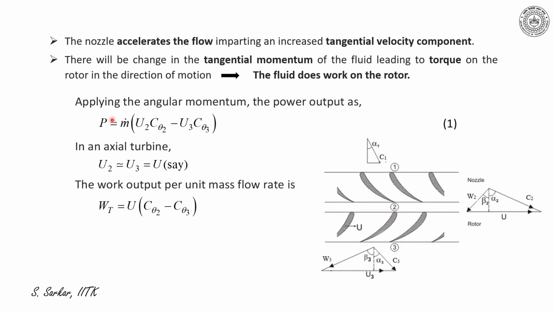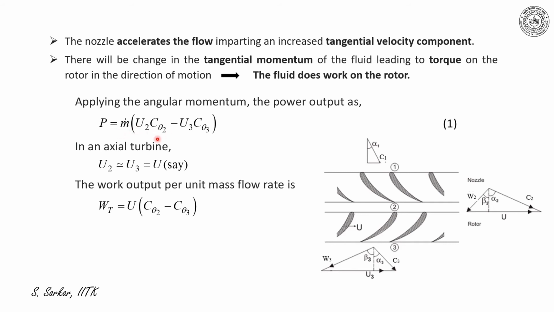Considering this, I have stated here that the nozzle accelerates the flow, imparting an increased tangential component of velocity. Thus, there will be a change in tangential momentum of the fluid leading to torque on the rotor in the direction of motion. This means the fluid does work on the rotor, applying angular momentum. Thus, the power output would be P is equal to m dot into U2 C theta 2 minus U3 C theta 3.